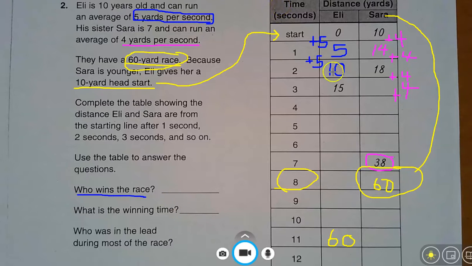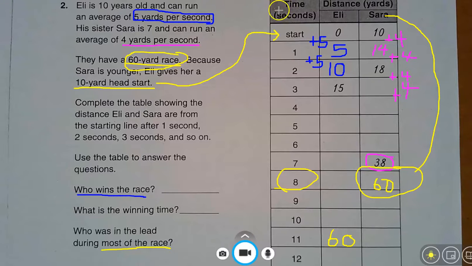Finally, it asks, who is in the lead during most of the race? How do you know they're in the lead? Well, they've gone farther. So here, Sarah's in the lead. Sarah has still gone farther. So you need to look all the way down as you look at these 2 distances. Who has gone farther? That's the person who was in the lead during most of the race.